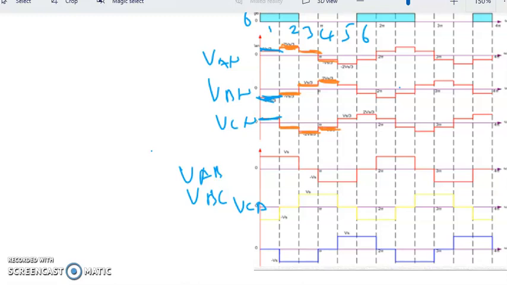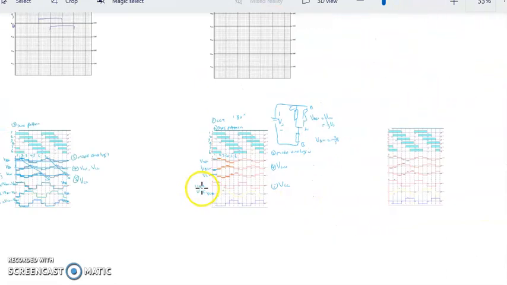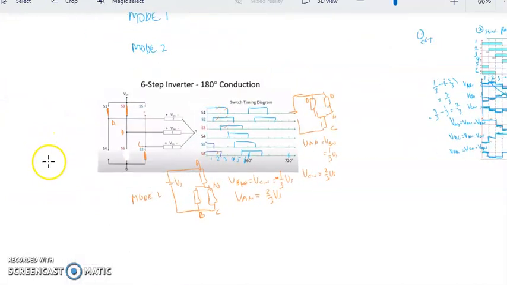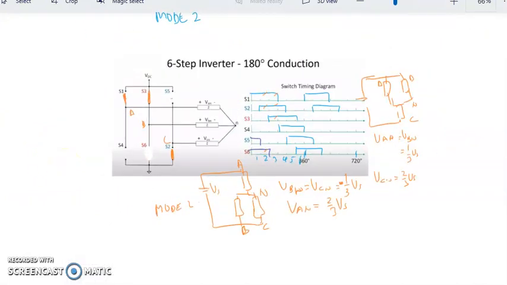And we go for the 5th step mode. You can see later that VBN and VCN are at same level. Meanwhile, VAN at negative 2/3. And mode number 6. Let's say if we go to mode number 6. So number 6 will be like, that's now mode number 3.